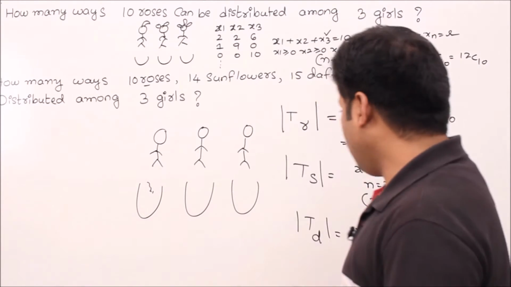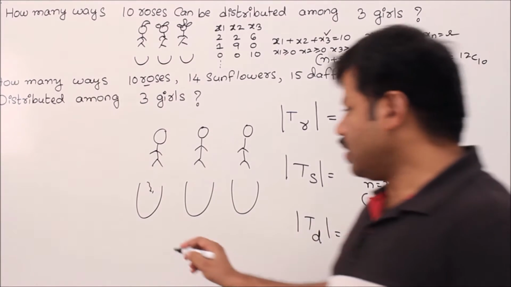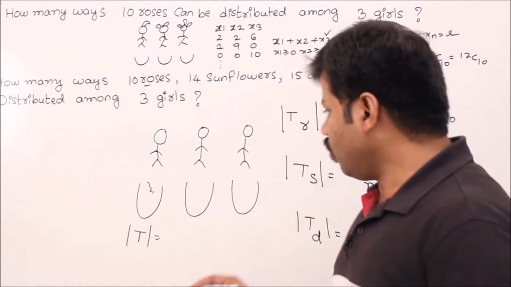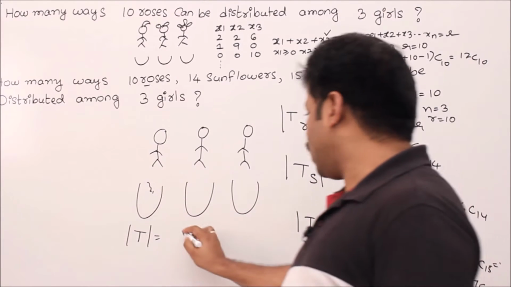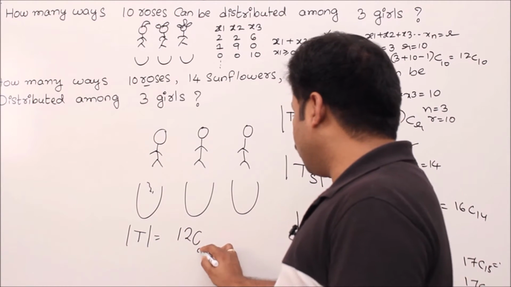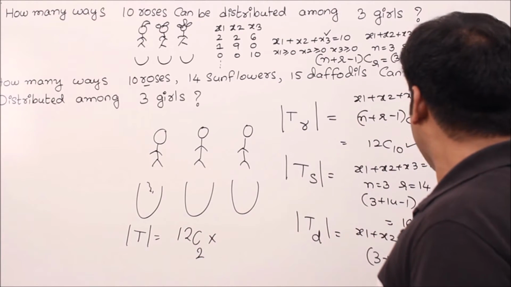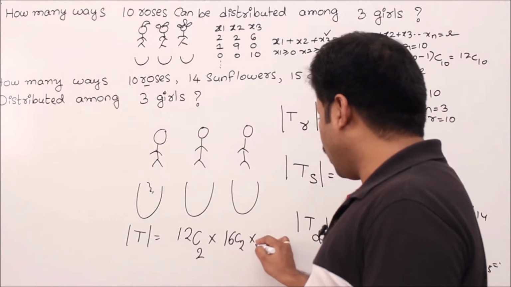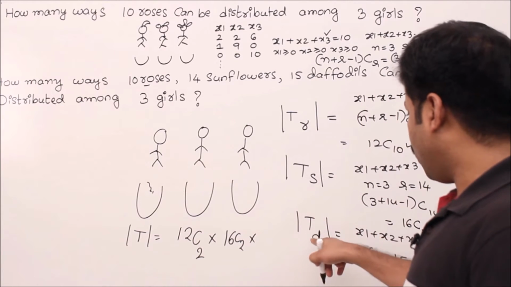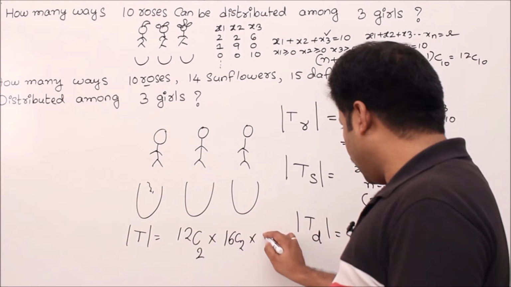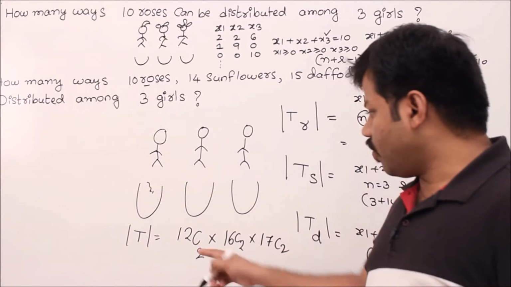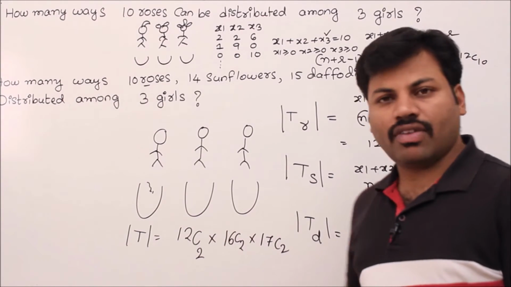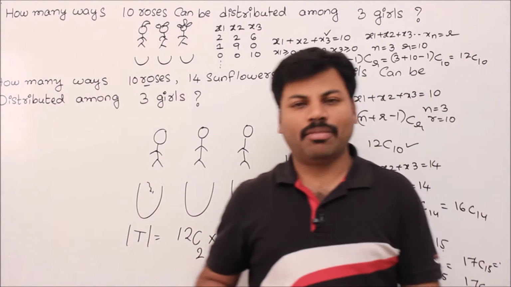If I do it systematically, then the total number of ways of doing that is, according to the product rule, the total number of ways of doing such a task T equals the total number of ways of doing the first task, 12C10, which is nothing but 12C2, into 16C14, that is nothing but 16C2, into TD. The total number of ways of doing TD is 17C2, isn't it? Then it will be 12C2 into 16C2 into 17C2. So this is a way you can solve questions related to template number 4.